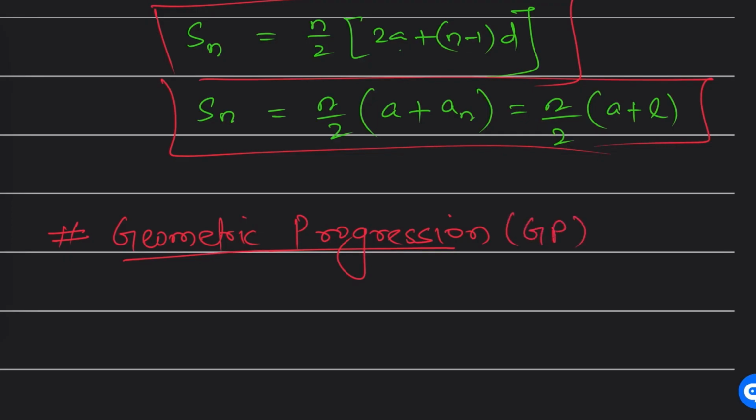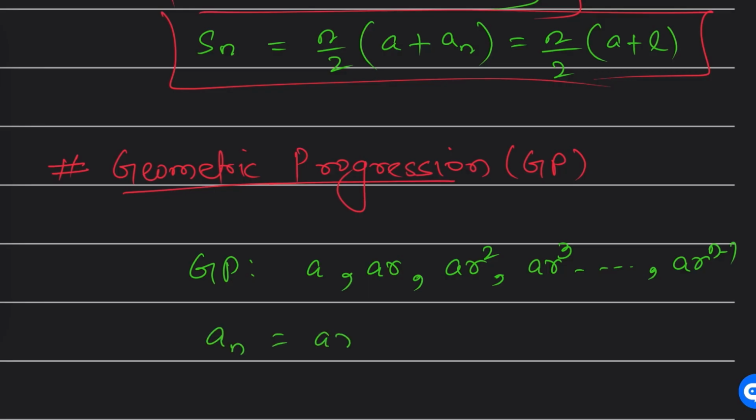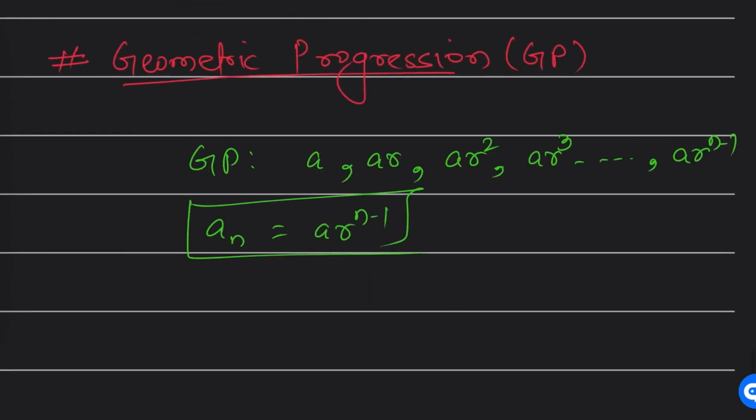GP. If I'm talking about geometric progression, you will find it like this: first term is a, second term is ar, third term is ar^2, fourth term is ar^3, and so on. Last term will be ar^(n-1). So what is the last term? I am writing a_n = ar^(n-1). You can give the numerical values also; I am just giving a symbol for your understanding.